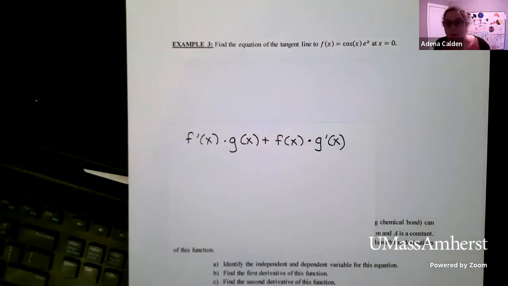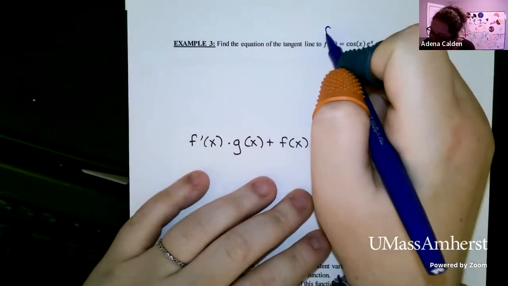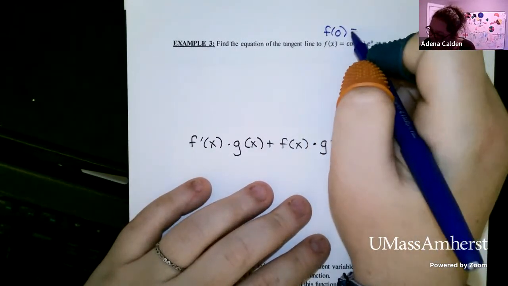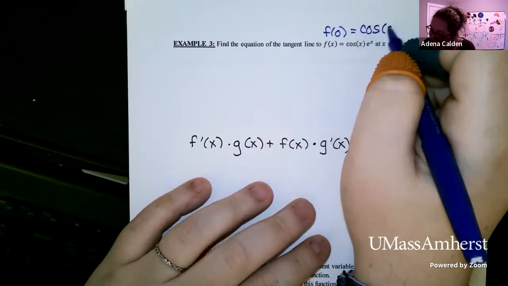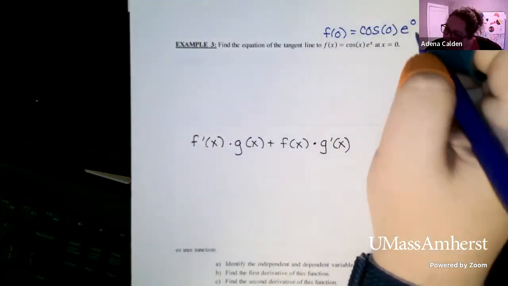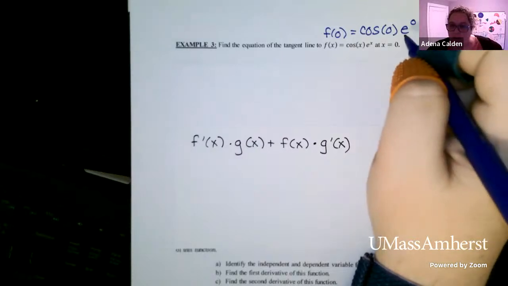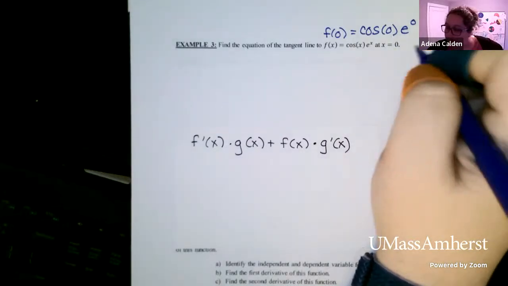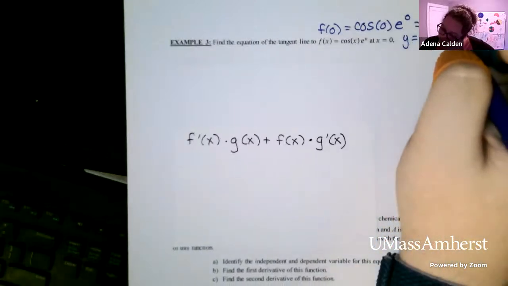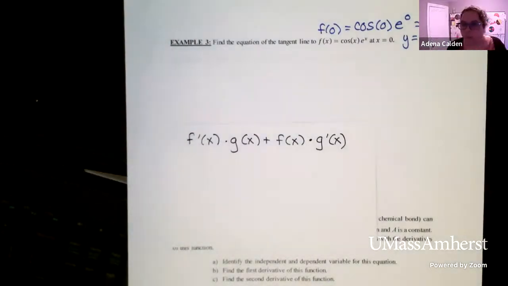So again, we're going to need a point, we're going to need a slope. So let's go ahead and find our point first. If we plug in 0, because we have x equals 0, into the original function, we'll get the point that is shared between the function and the tangent line. So cosine of 0 is 1. e to the 0 is 1. So we have 1 times 1, which is 1. So when x equals 0, y equals 1. And our shared point is (0, 1).